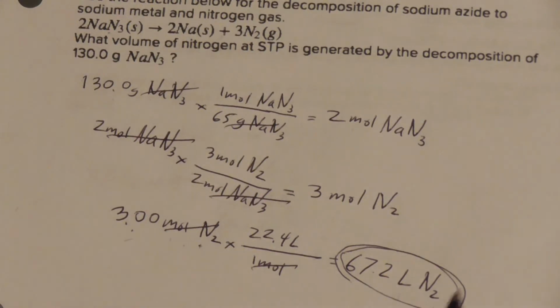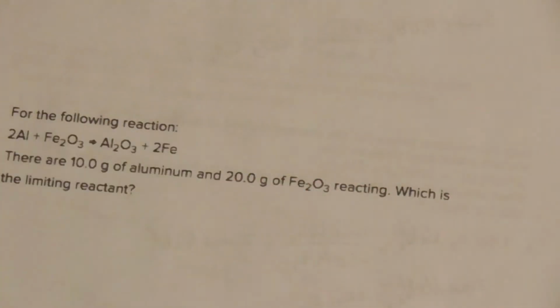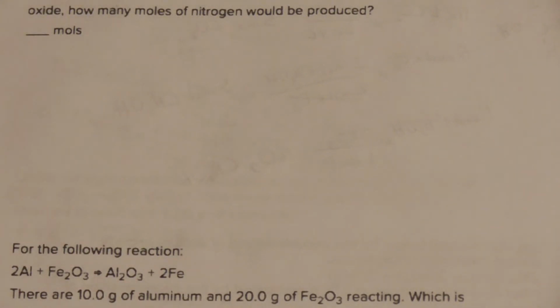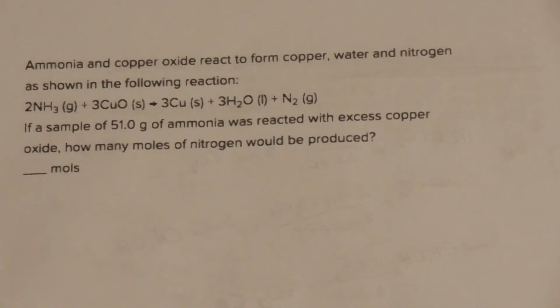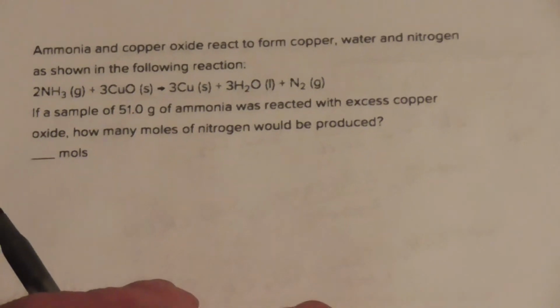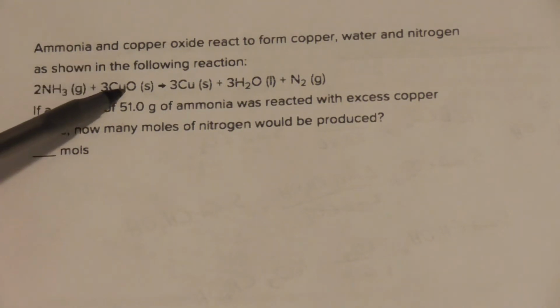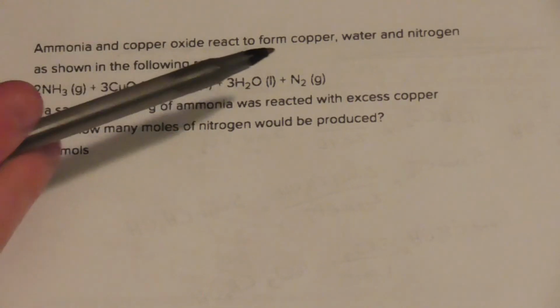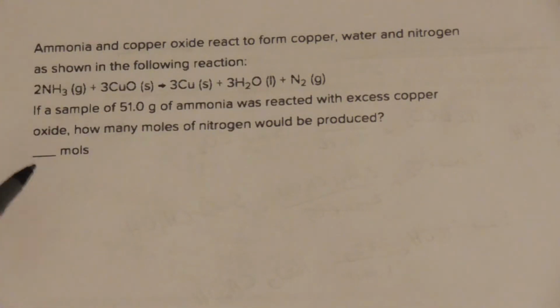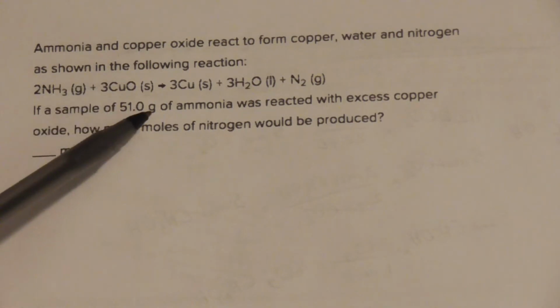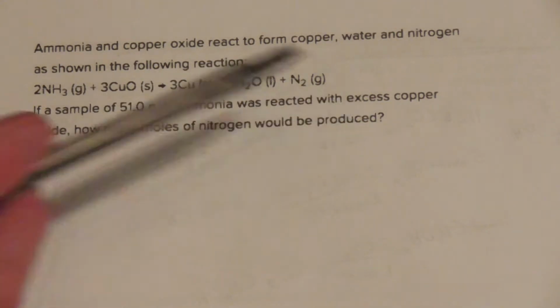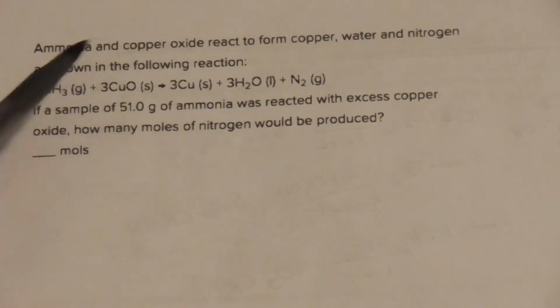Okay. We have one more side of this sheet, 2 more problems to get through, and again, these are very much like you will see on a test. Now again, I'm not Khan Academy, so I'll do all this by hand, but here we go. Ammonia and copper oxide, which actually should be copper 2 oxide, react to form copper, water, and nitrogen as shown in the following reaction. If a sample of 51.0 grams of ammonia was reacted with excess copper oxide, how many moles of nitrogen would be produced?